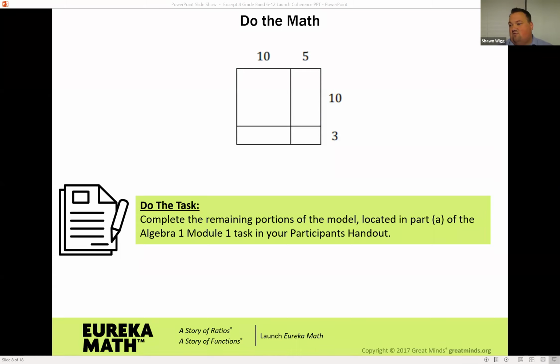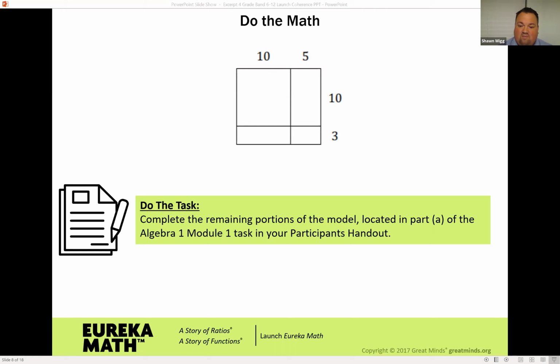What about your next one? Who can help me with the next one? Good, from the 5 and the 10, perfect. What about the bottom left? What did you all get there? Perfect, good. And the bottom right, how about that one? What do we have? Good, and it came from the 5 and 15, perfect.